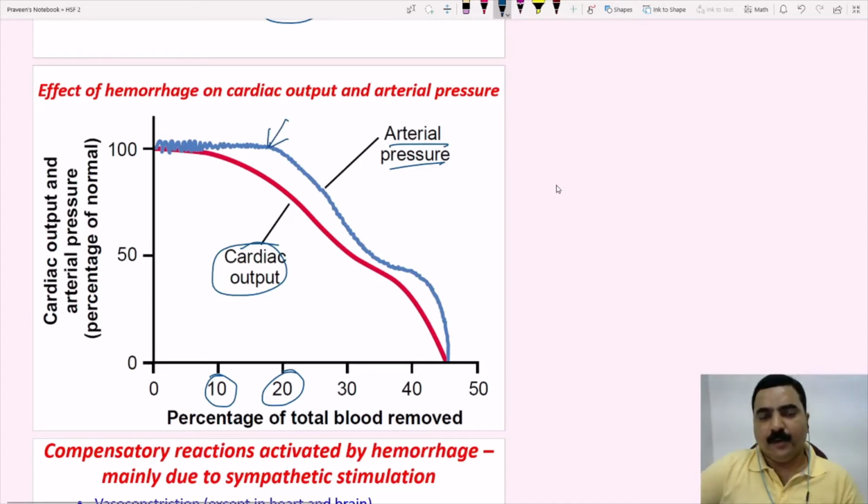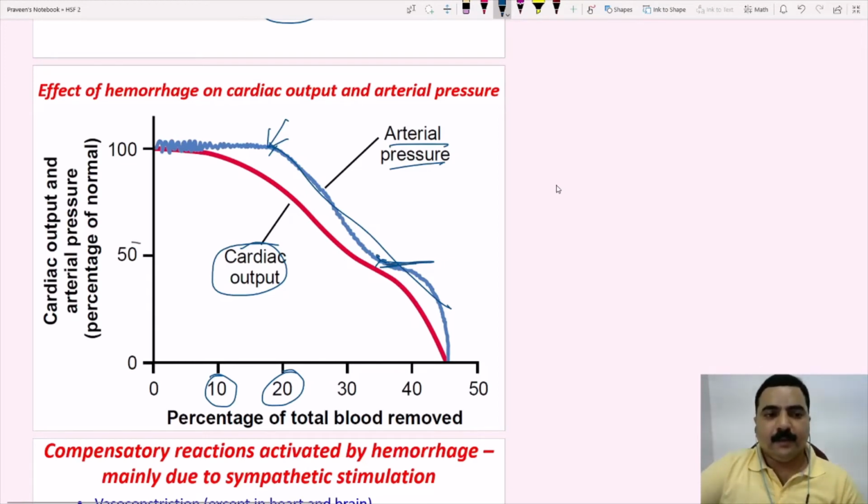Okay, so cardiac output is the function of the heart, but the arterial blood pressure is maintained by multiple compensatory mechanisms, like the sympathetic system and the renin-angiotensin-aldosterone system. Okay, we'll see the list of the compensatory mechanisms. Now you can see in this graph, it is not like after a 20% loss there is a sudden straight drop. Instead, you can see a small plateau where it is trying to maintain it very effectively.